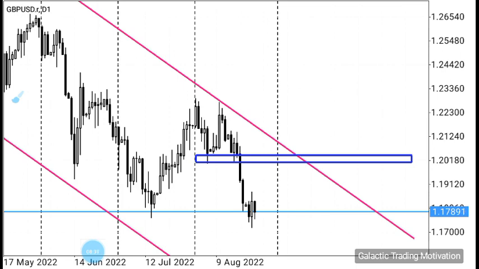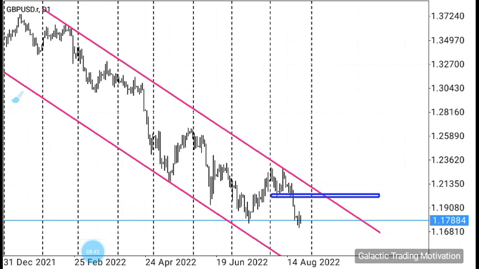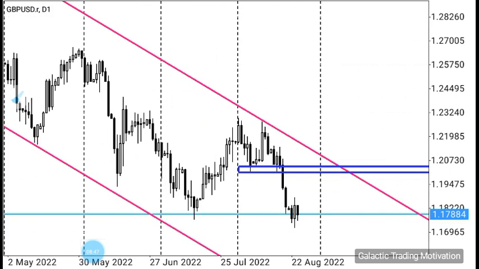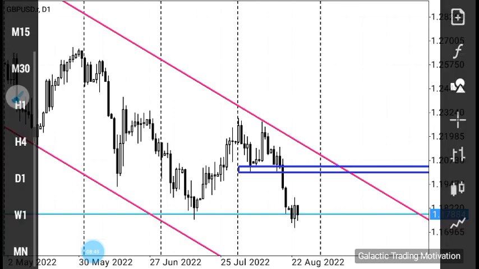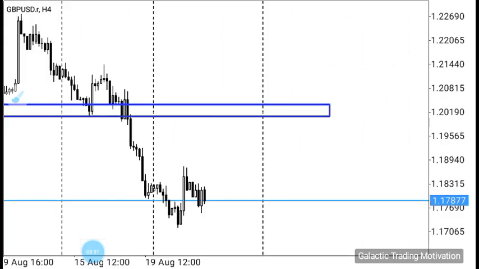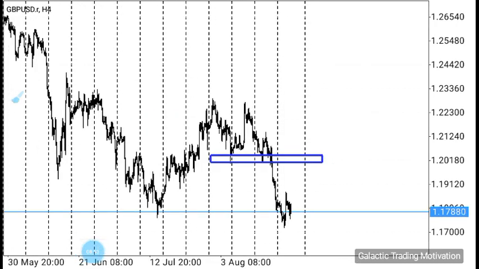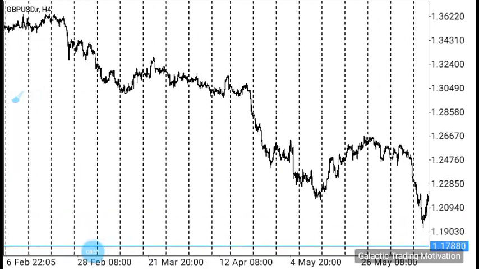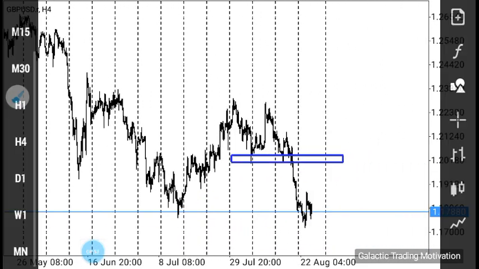So what else do we see? What else should we be paying attention to? I don't see much really as far as the daily chart goes. I'm just going to head down to the H4 chart. Let's see. So here we are on the H4 chart.